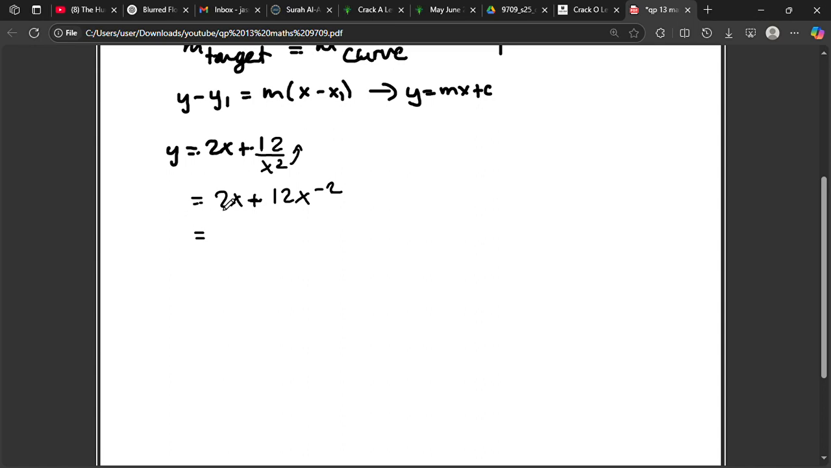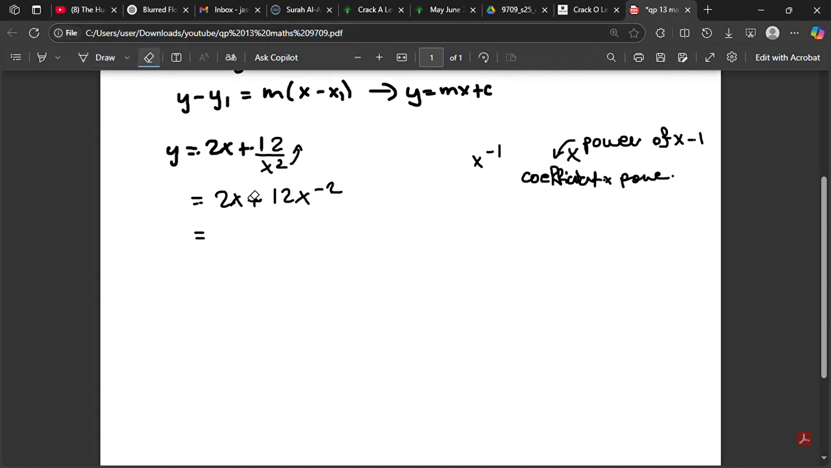When you're differentiating, x decreases its power by 1, and all you have to do is multiply the coefficient by the power. So here we have the coefficient of 2, and here we have the power of 1. They don't mention the 1, but that's all you normally have to remember.